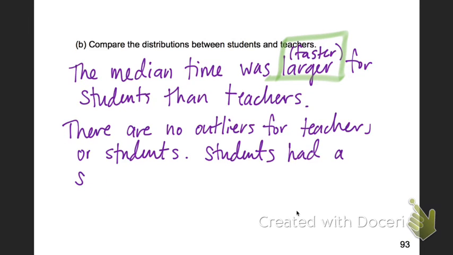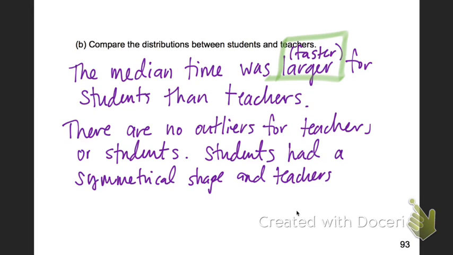So students had a symmetrical shape and teachers had a right skew. Yeah, because you start from the median and then you draw out. So it would be longer on the right. And then the last thing would be the spread.